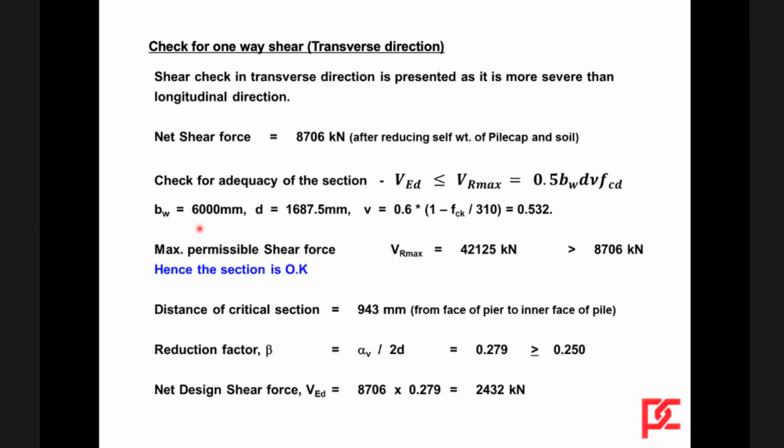Then shear check. The one-way shear check in the transverse direction is presented, as it is more severe than the longitudinal direction. So we got the net shear force of 8,706 after reducing the self weight of the pile cap and soil above the pile cap. So bw, effective width, is 6,000, the full width of the cap, and d. The maximum permissible shear force we have calculated as 42,125, which is more than 8706, and the section is okay without any shear reinforcement.